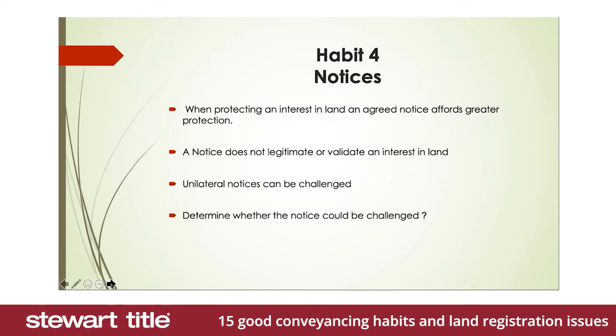Where there is no risk or challenge or problem with regard to the interest in land, it doesn't matter what you use. But if a unilateral notice is going to be challenged, if it's vulnerable, then an agreed notice is a far better choice for the applicant, because an agreed notice is not subject to the same procedural challenge that a unilateral notice is. I'm not for the life of me saying don't use unilateral notices. I am saying if at all possible, use an agreed notice.